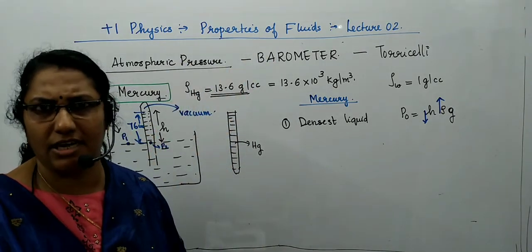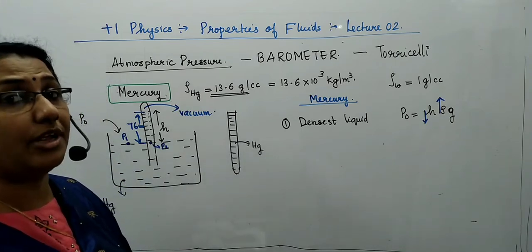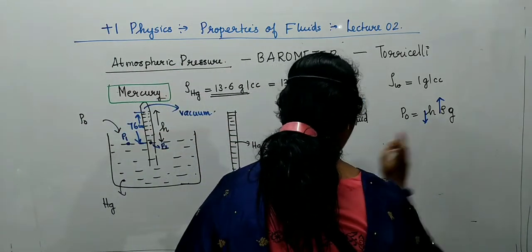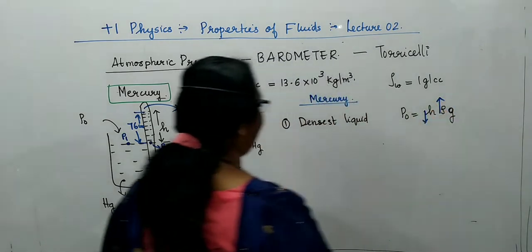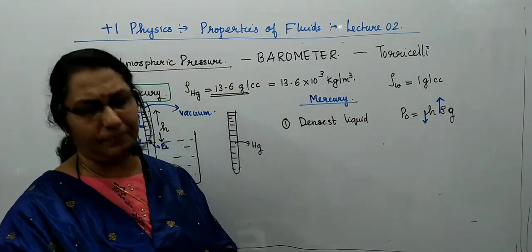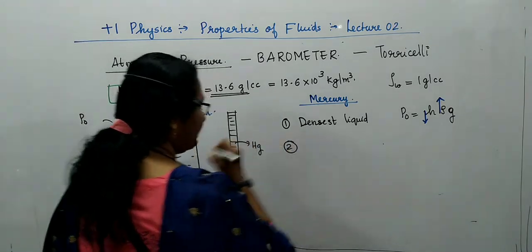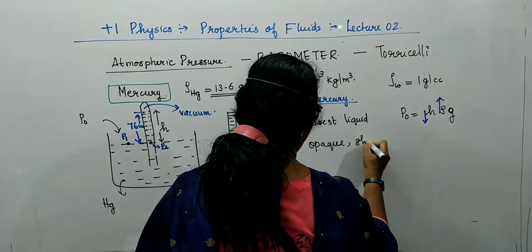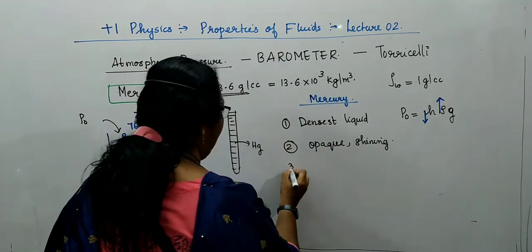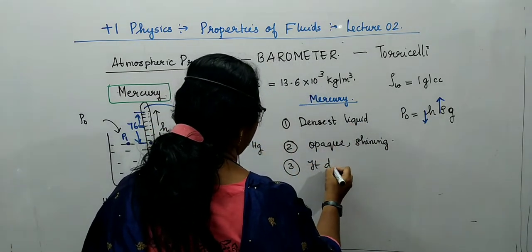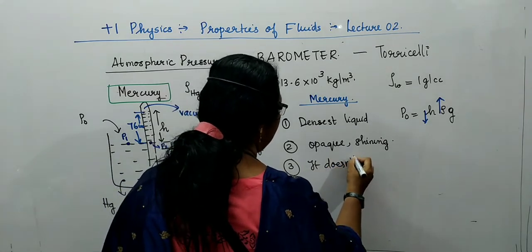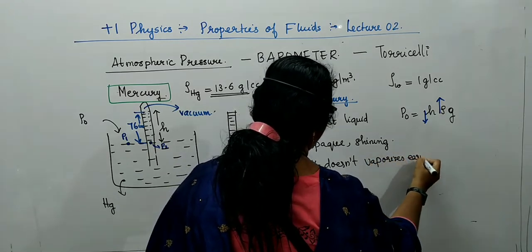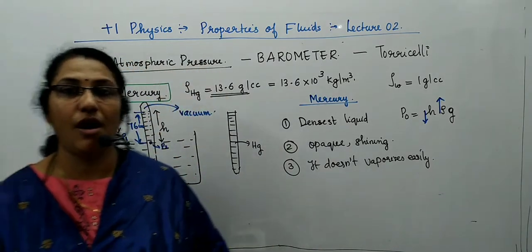So whether it is practically usable, the first thing: why is mercury commonly used as the barometric liquid? Because it is the densest liquid. If the density is very large, the height of the tube required for the barometer will be very less. The second thing is that it is opaque and has a shining appearance. And the third one, it doesn't vaporize easily. All of these are the reasons why mercury is commonly used for a barometer.